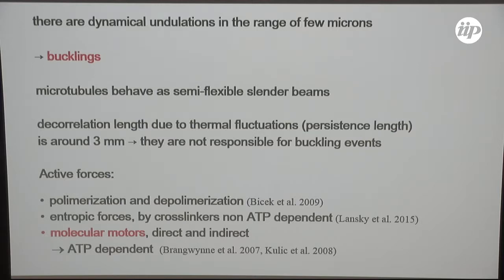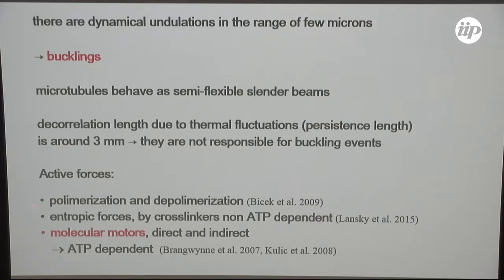If we take a beam of some flexible material, we can flex it. One can think at first sight that this could be done by Brownian motion or thermal noise inside the cell. But one can compute the typical decorrelation length, called the persistence length, due to thermal fluctuations. For microtubules, this is around 3 millimeters, much bigger than the size of the cell. So these buckling events cannot be produced just by random forces due to Brownian motion or thermal motion. There should be some active forces producing them.